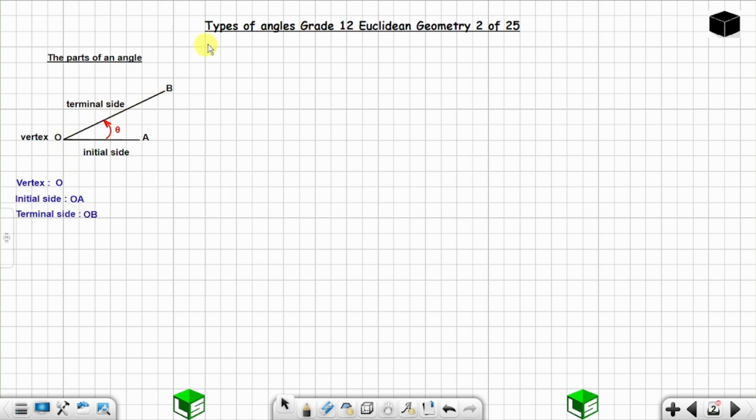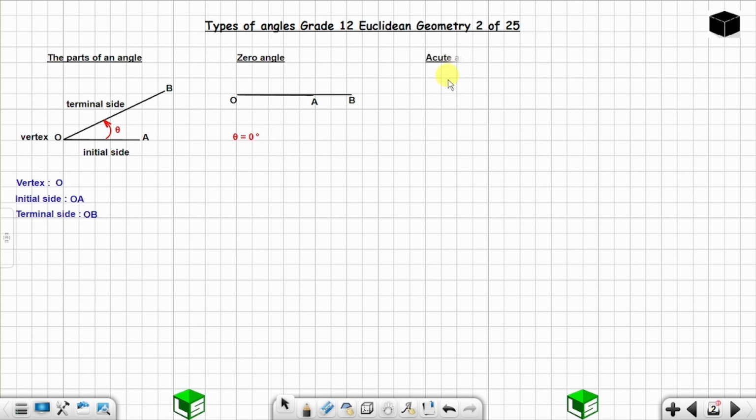Let's move on now to types of angles. We have a zero angle when you have the terminal side OB lying exactly on top of the initial side OA. You can see the terminal side OB is exactly on top of the initial side OA, not opened. So theta is equal to 0 degrees when it is a zero angle.